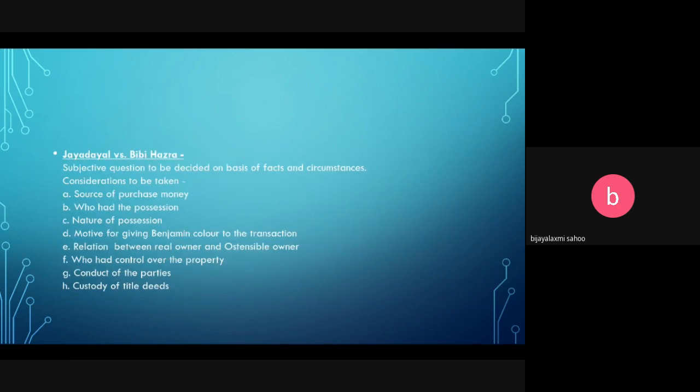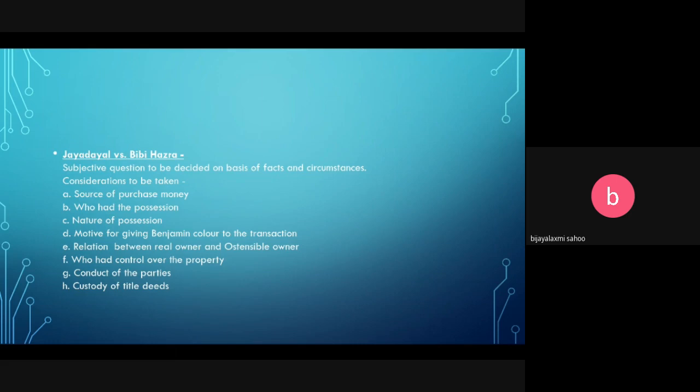In Jayadayal versus Bibi Hazara, many considerations were given by the court to determine whether he is an ostensible owner or not. It is a subjective question, and it is to be decided on the basis of the facts and circumstances of every case. So whether he is an ostensible owner or not differs from case to case. And what are the considerations to be taken?